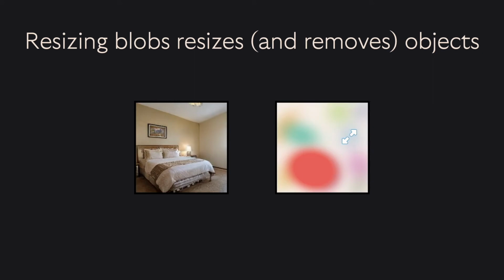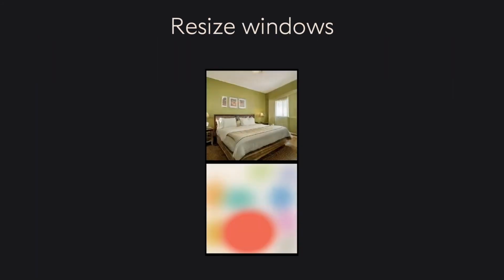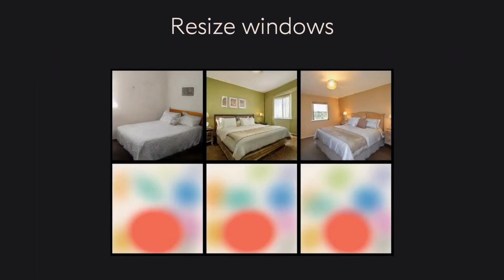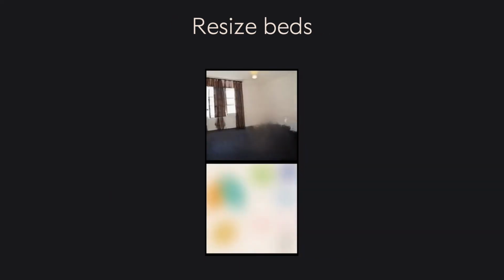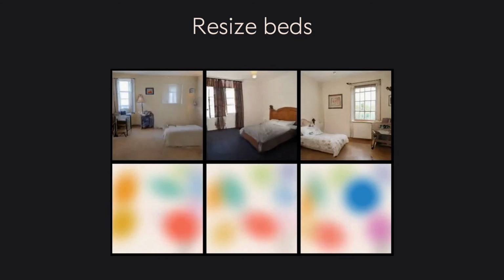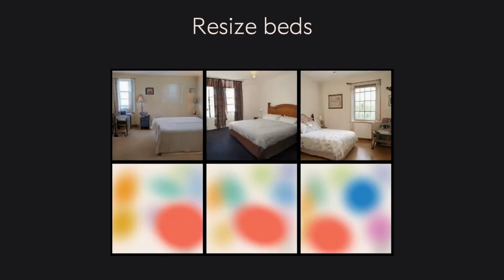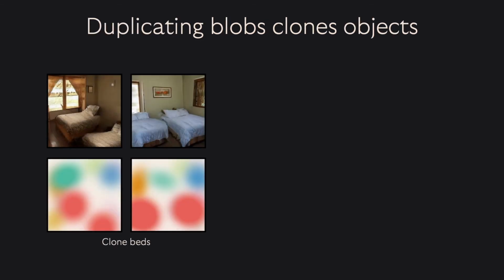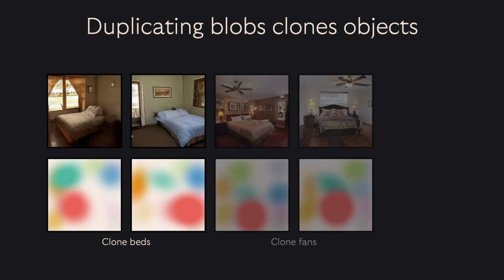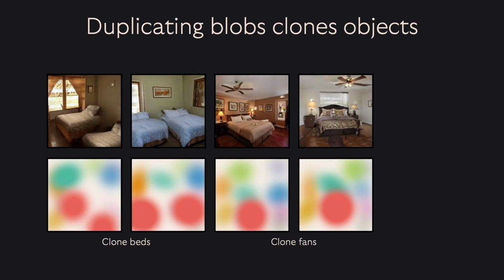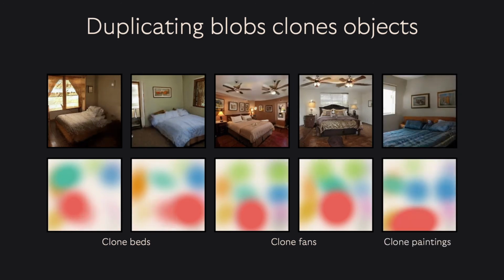By resizing blobs, objects in the scene are shrunk or enlarged, and if the blob is made small enough, the object disappears. Copying and pasting blobs clones individual objects in the scene, generating images that did not appear in the training distribution, such as rooms with two side-by-side ceiling fans.